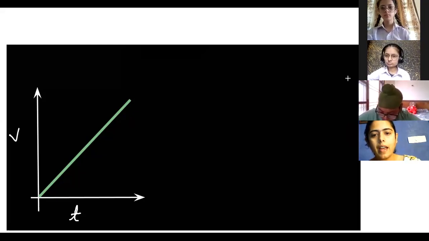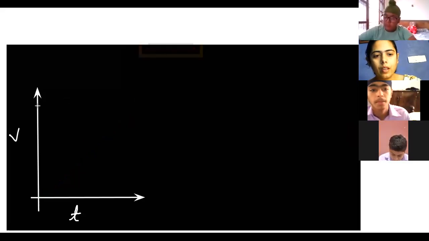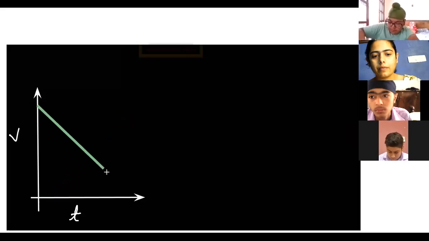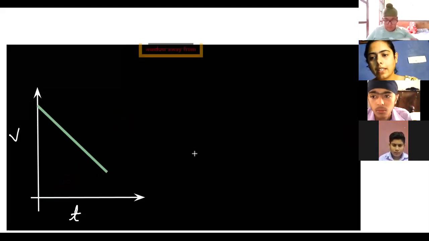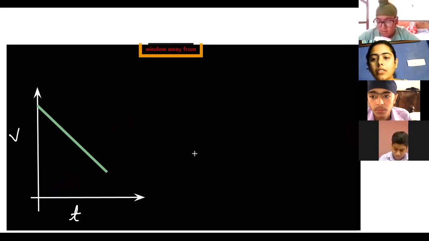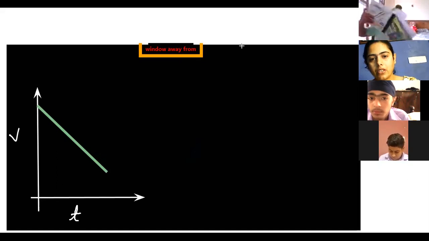Now, if I have the same graph, but I draw it like this. Now, what is it? It is the negative acceleration. We call it as retardation. Because, see, there is a change in velocity, but it keeps decreasing. Velocity is changing, but there is a decrease. So, that is the negative acceleration.